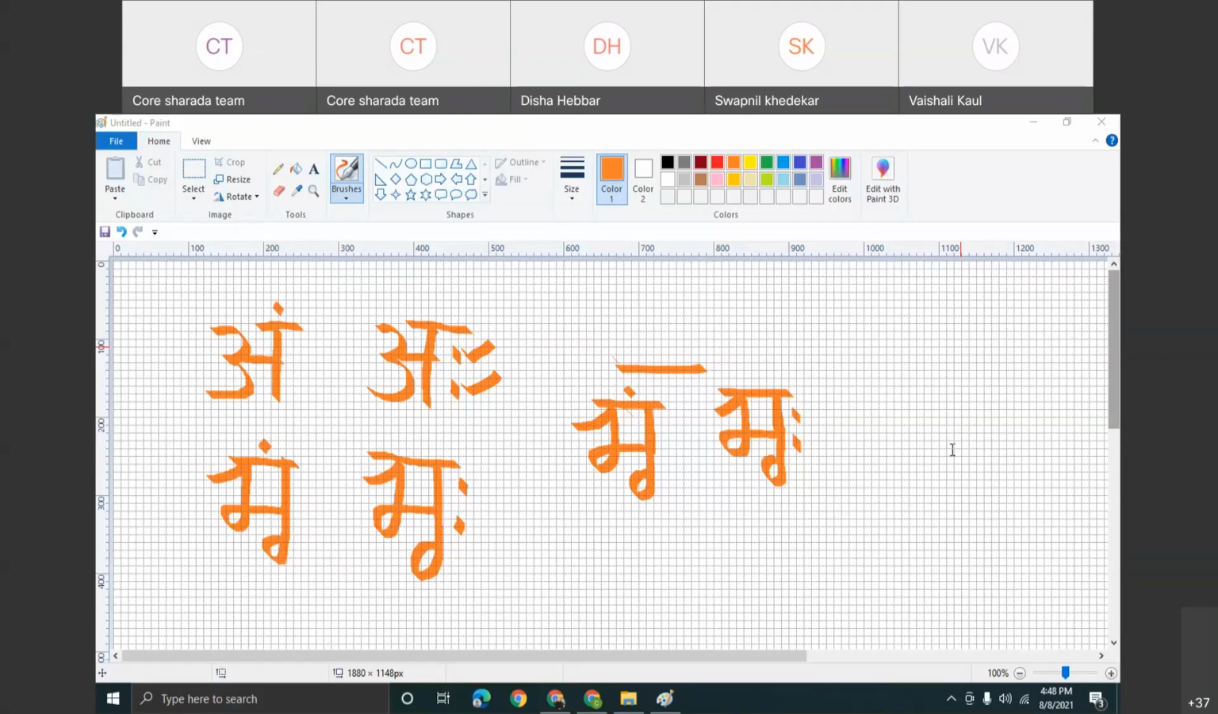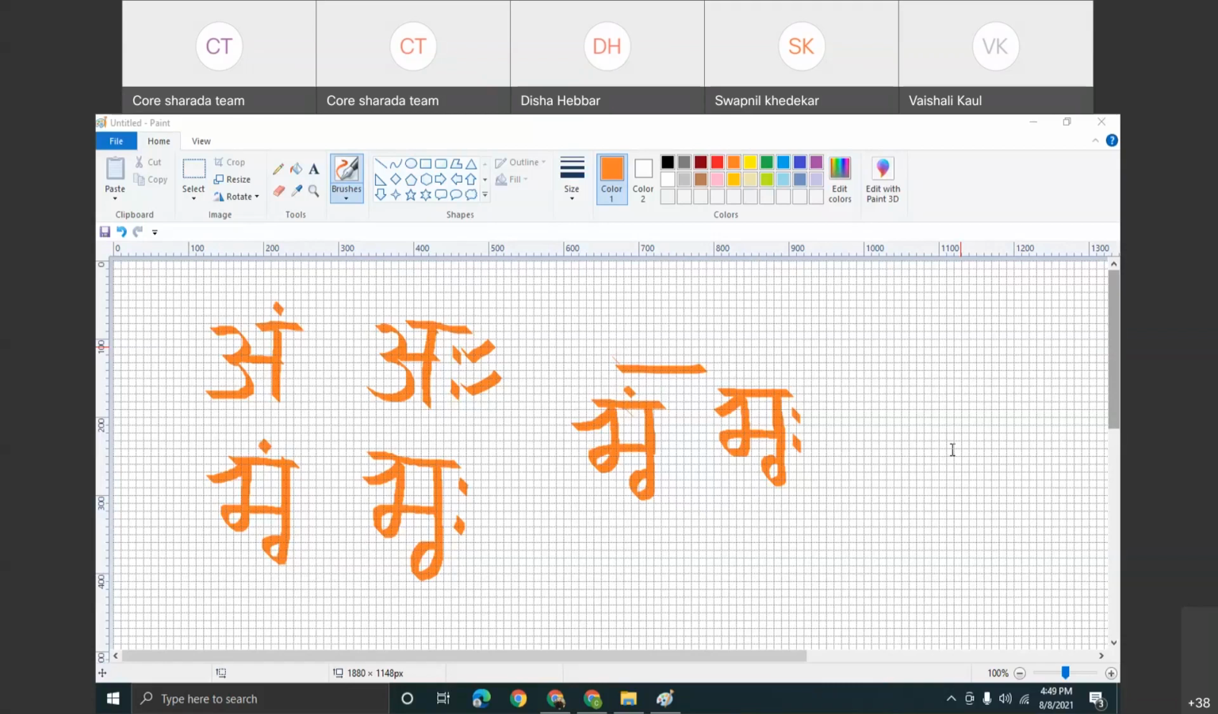Then the four energies of action, which are E, Ai, O, Au. And then last we learned about Am and Ah. These are just a representation of Lord Shiva. One is in his own state, and the other is with the Shakti, with his manifestation, with the whole world together, which is the Ah.